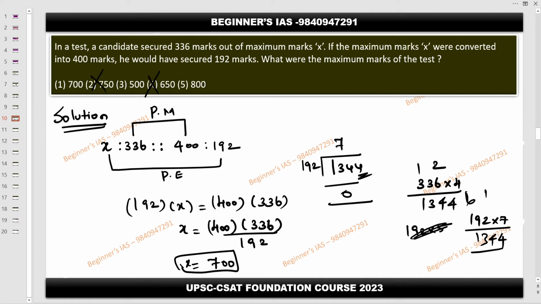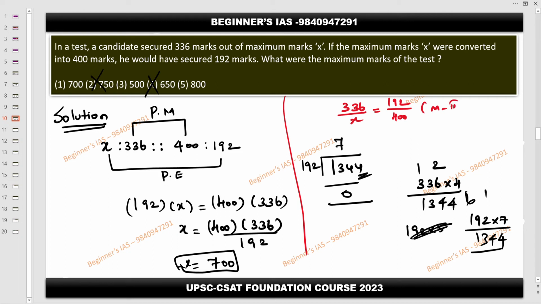Yes, sir. Fine. Sir, here we can directly equate, no, sir. 336 out of x, so 336 divided by x will be equal to 192 marks out of 400. So 192 divided by 400, both are equal. Wait, Rajshekhar. Tell me. 336 divided by x. Yes, we will write 336 out of total, equal to 192 out of 400. This is also right. Yes, sir. Both are same.